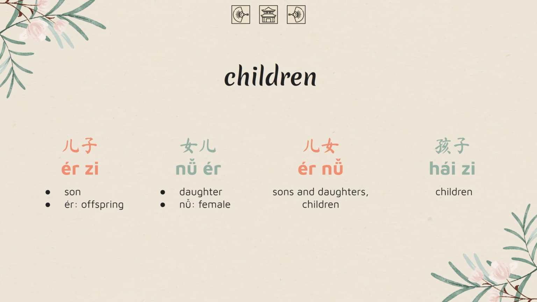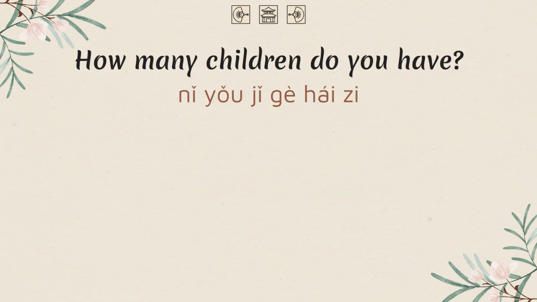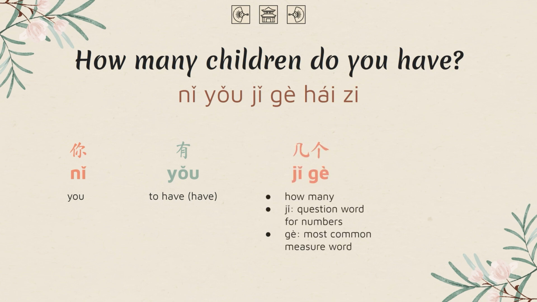你的女儿 or 你女儿。How many children do you have? 你有几个孩子？你有几个孩子？ Let's break it down. 你 for you, 有 for to have, here it means have. 几个 So 几 is the question word for numbers. 个 is the single most common measure word in Chinese.